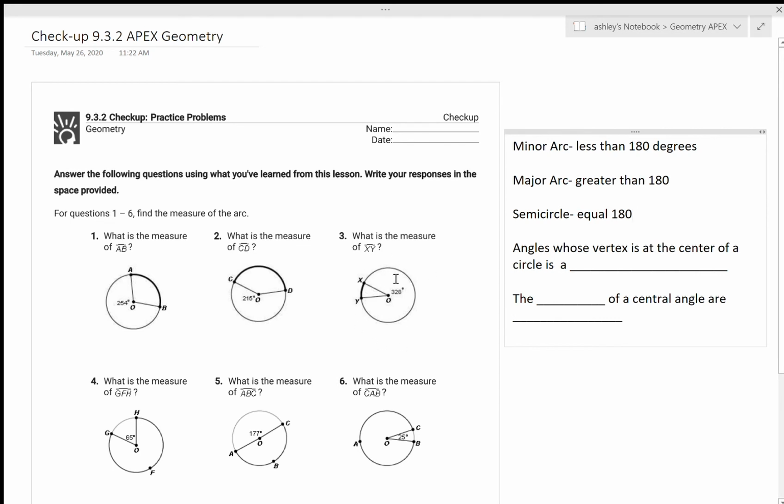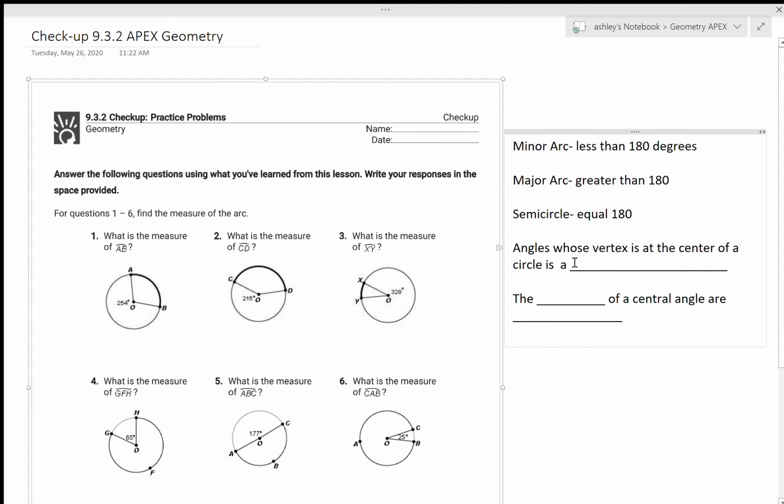So if I look at these circles over here, you can see examples of this. This says 328. Well, 328 is clearly bigger than 180. Thus, Y all the way around to X, the bigger side, would be your major arc. And then on the inside here, well, that's what you'll have to calculate, and we'll get to that in a minute.